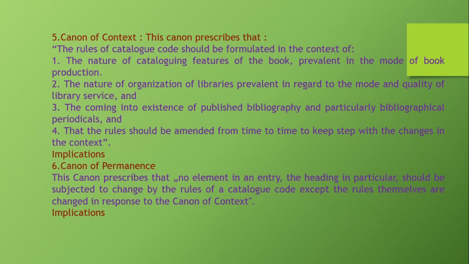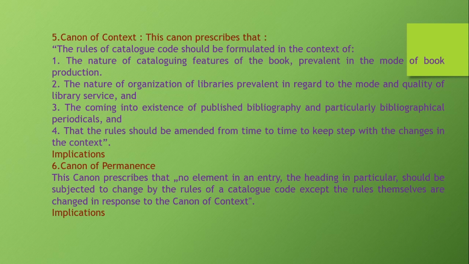Canon of Context. This canon prescribes that the rules of a catalog code should be formulated in the context of: number 1, the nature of cataloging features of the book, prevalent in the mode of book production; number 2, the nature of organization of libraries prevalent in regard to the mode and quality of library service; number 3, the coming into existence of published bibliography and particularly bibliographical periodicals; and the fourth, that the rules should be amended from time to time to keep step with the changes in the context.